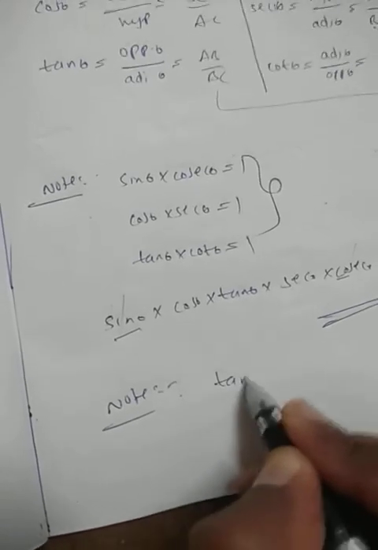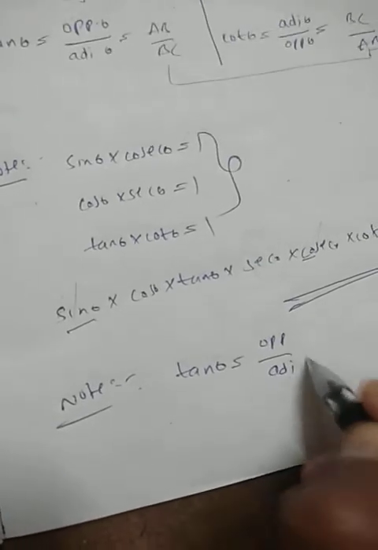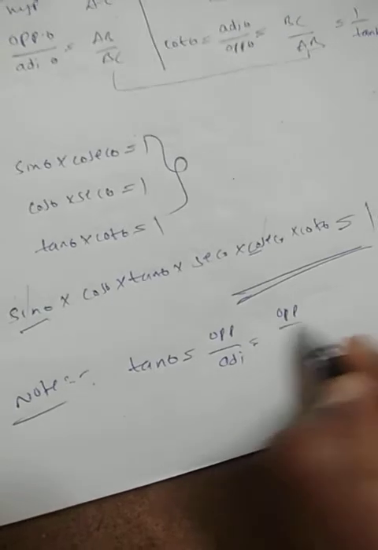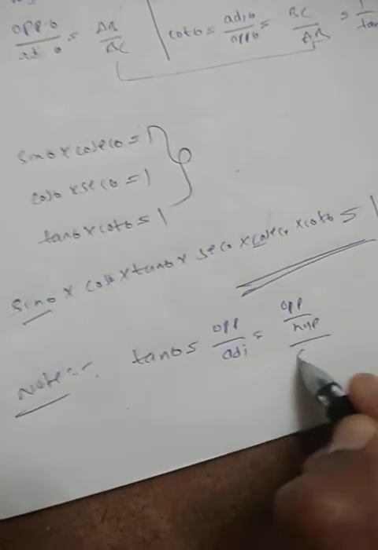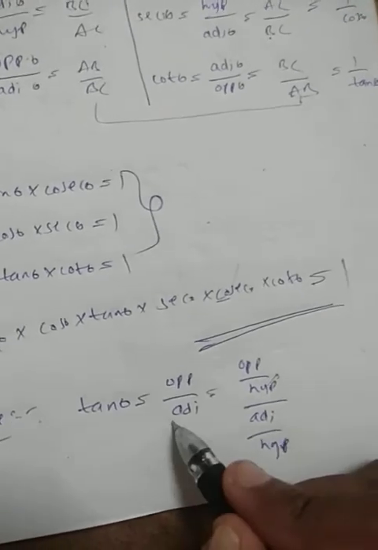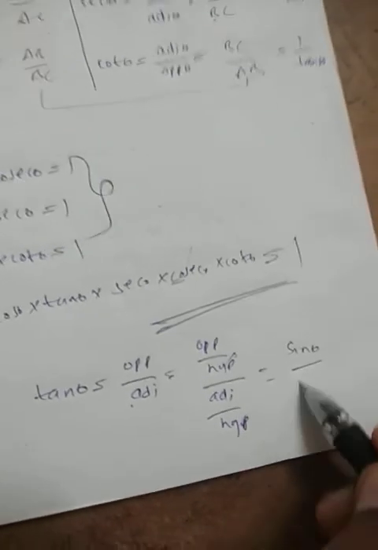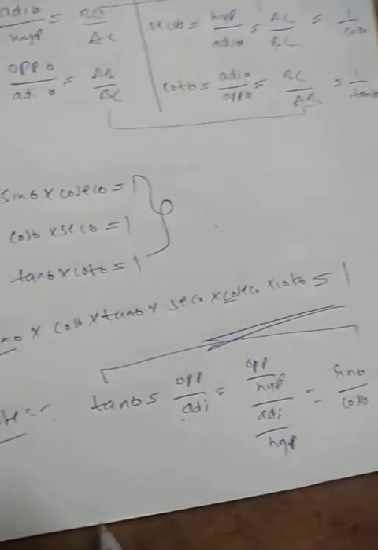Tan theta can be given as opposite by adjacent. That means I can divide both numerator and denominator by the hypotenuse. Both will be cancelled, so numerically there is no change. Opposite by hypotenuse is what? Sin theta. Adjacent by hypotenuse is what? Cos theta. See here, tan theta can be given as sin theta by cos theta.